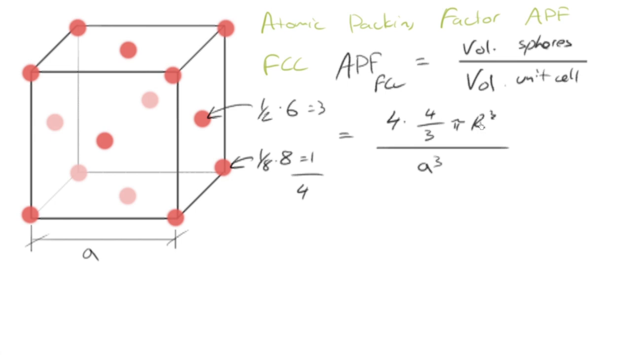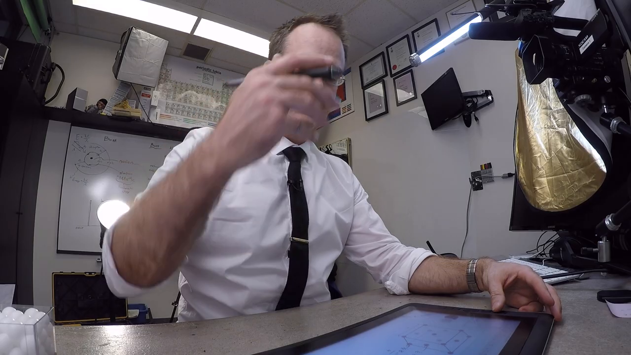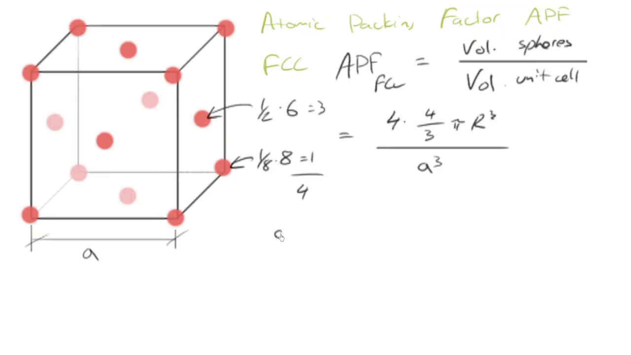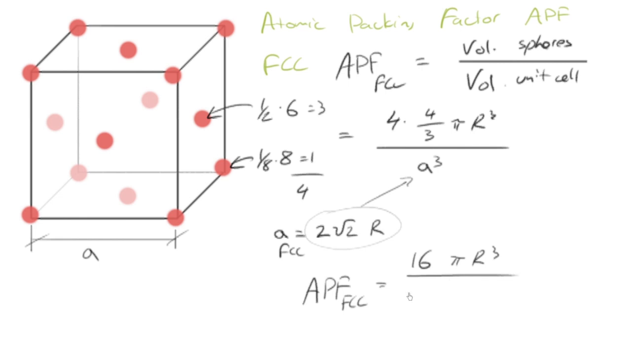This is a little irritating because we've got an r up in the numerator and a in the denominator. It would be nice if we cleaned that up. And in fact, you realize perhaps that we can, because we have this relationship: a equals 2 root 2 r for FCC. So we can make that substitution into the denominator, and we will have that the APF, atomic packing factor, for FCC is equal to 16 pi r cubed over 3 times (2 root 2) all cubed r cubed. And so you can see the radius cancels. That's interesting. Without even going any further, radius cancels.